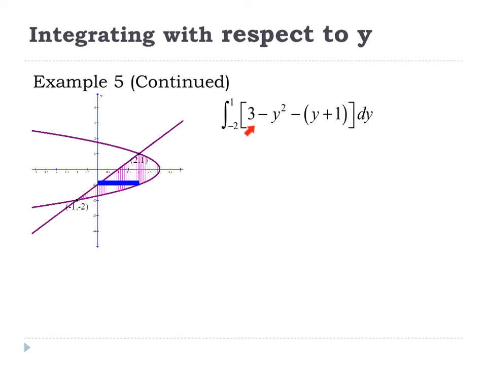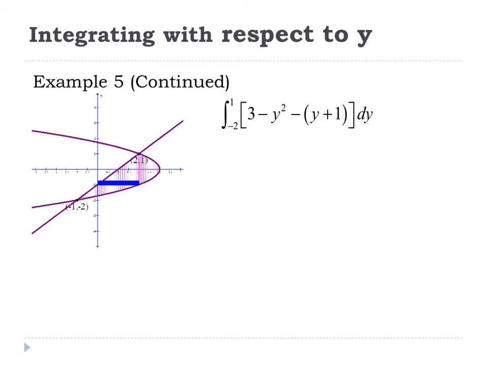So this is exactly what I wrote down. What I didn't clarify was the bounds of the integral. So let's talk about the bounds. Again, this is the top function, which is this parabola, and this is the bottom function, which is this line.